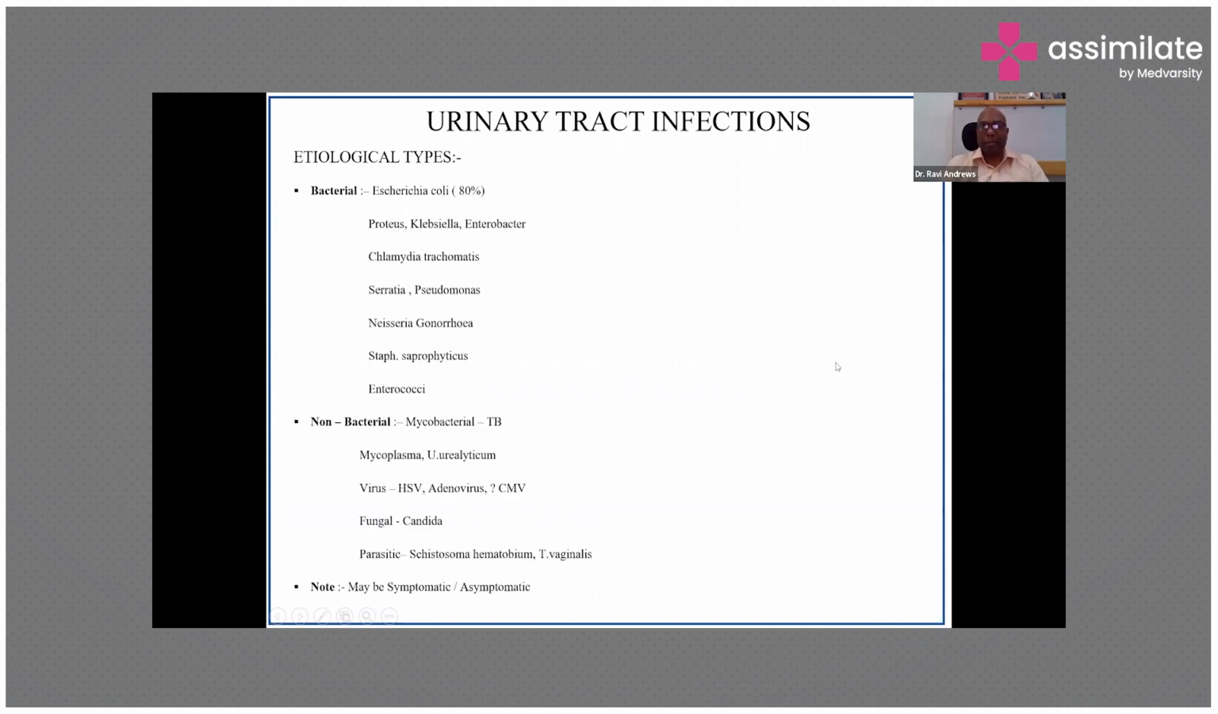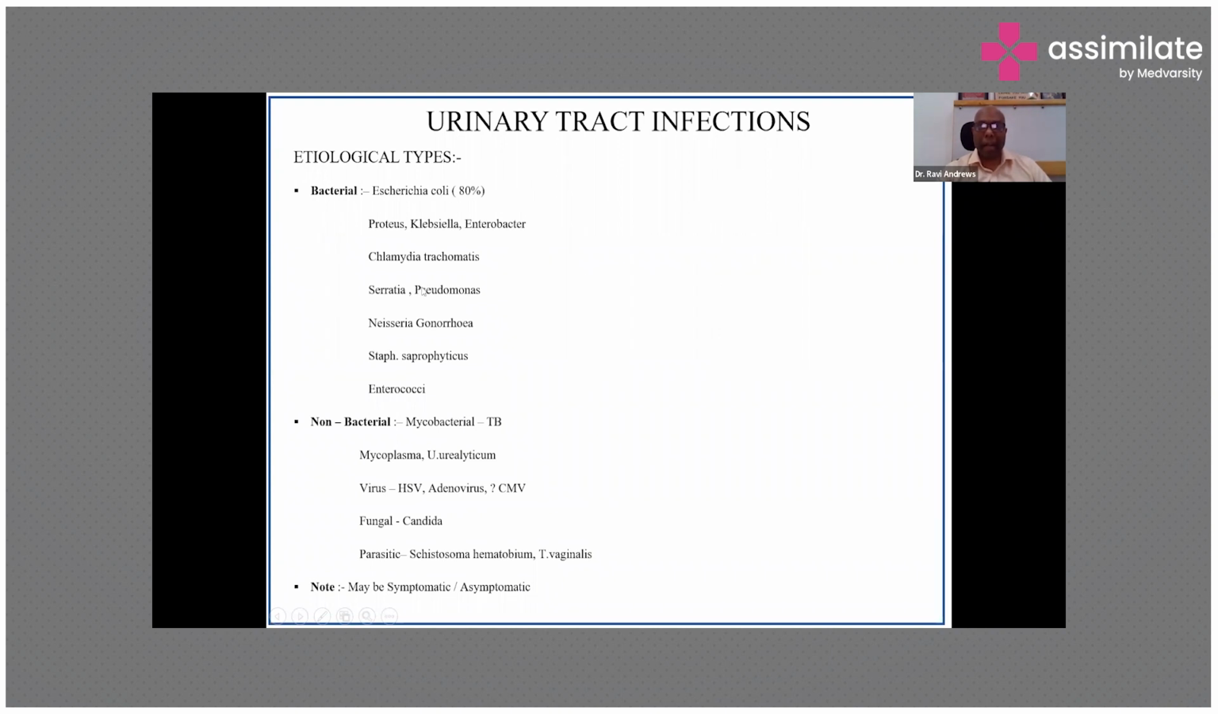Another way to look at it, how to differentiate the types of urinary tract infections, would be the etiology. And this can be subdivided as bacterial and non-bacterial. Bacterial, the commonest cause of urinary tract infection is E. coli. Most statistics say 80%, but there are some countries, even in our country, where up to 90% of urinary tract infections are caused by E. coli, which is an enteric bacteria which migrates into the urinary tract.